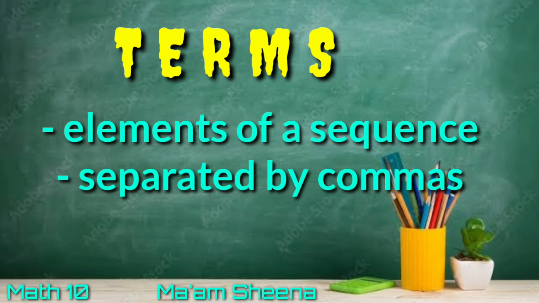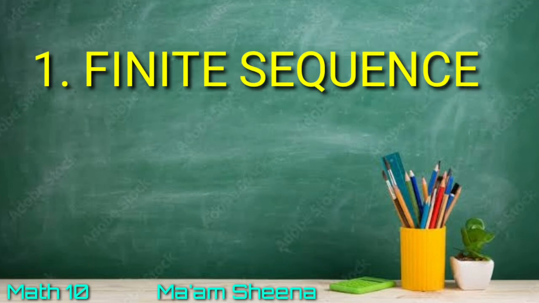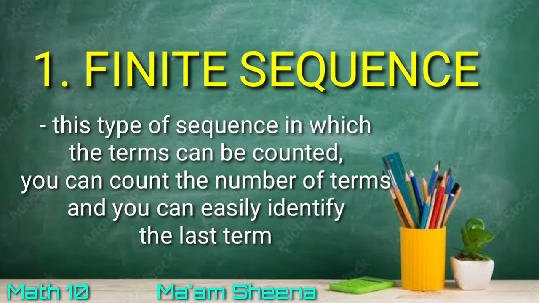Next, let's have the 2 types of sequences based on the number of terms. So we do have 2 types of sequences according sa number of its terms. So the first one is what we call a finite sequence. Again, finite sequence. So these types of sequences, class, are those sequences in which you can just count the number of terms and you can easily identify the last term. So that is a finite sequence.